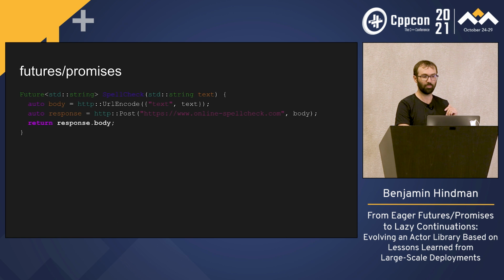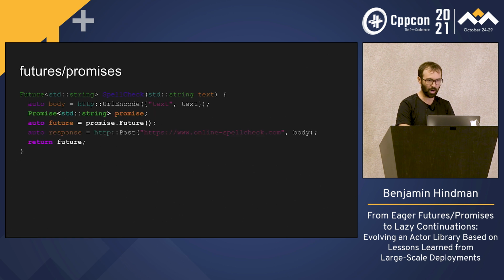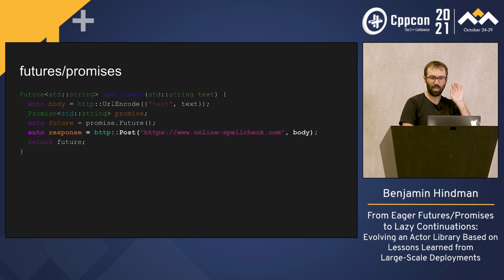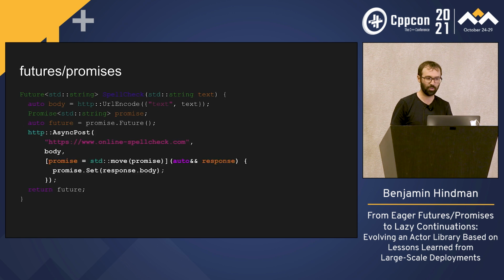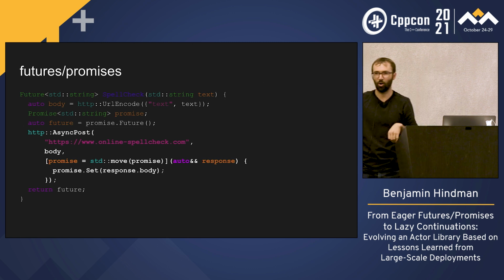So instead of a string, we'll return a future string. And instead of returning a body, we're actually going to grab a promise. We're going to get one of these channels. We're going to get the read end, the future. We're going to return that read end for people to possibly use later. And we're going to replace our blocking synchronous HTTP post call with an asynchronous version of it that takes a callback.